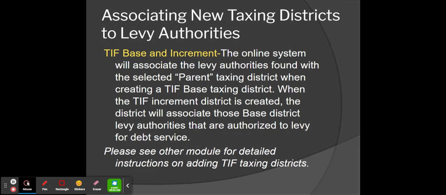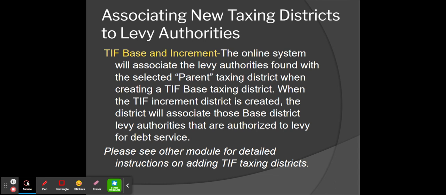Next is associating new taxing districts to levy authorities that are able to tax within that district. If you're creating tax districts to service TIF base and increment needs, the online system is going to do some of the work for you. It's going to associate the levy authorities found with the selected parent taxing district when creating a TIF-based taxing district. So it's going to say, okay, this is a parent district you're selecting. We know that this city, county, school is in that parent district. And so in this TIF district and this TIF base, we're going to assign those same levy authorities.